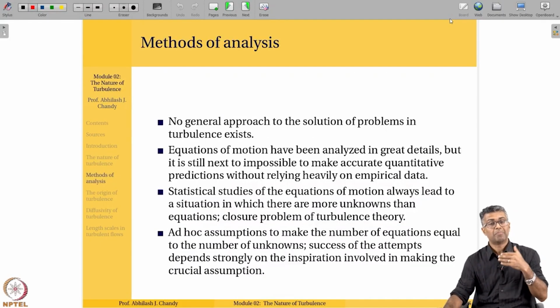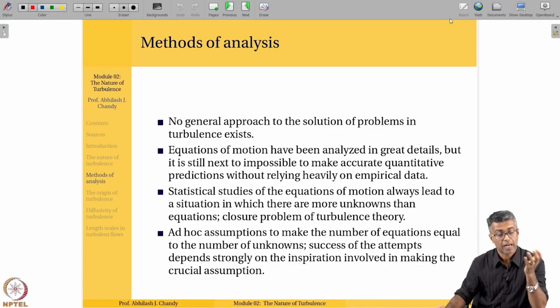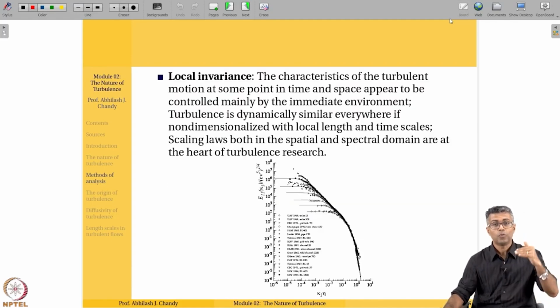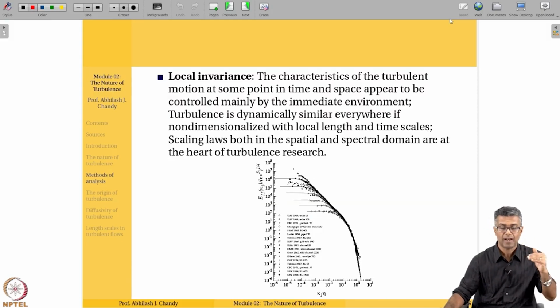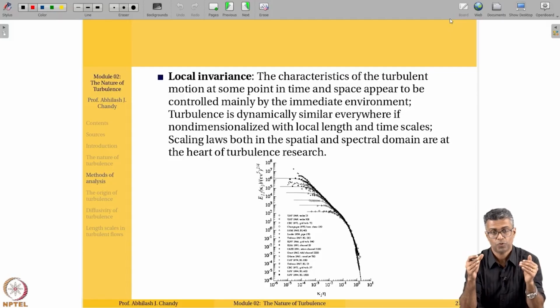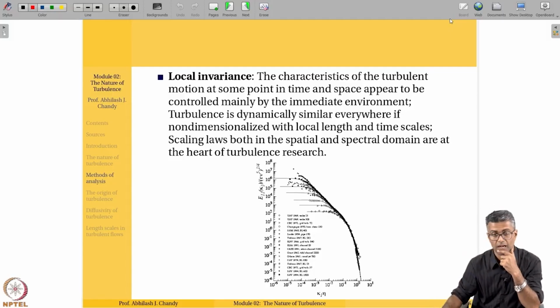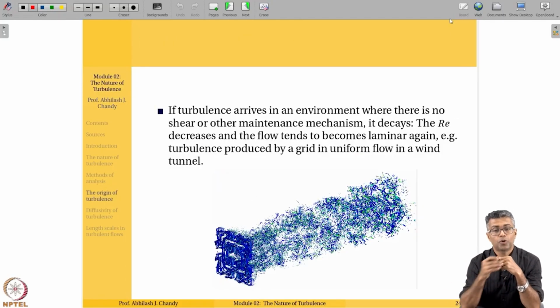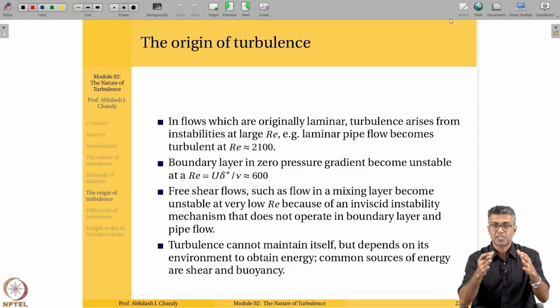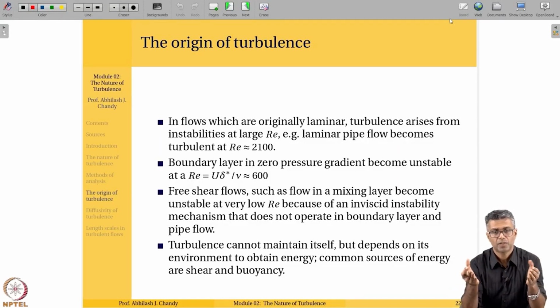Further, we went on to look at methods of analysis. Dimension analysis was one. We looked at asymptotic invariance and later local invariance, where we could use the right quantities to scale things like energy spectra to find similarities between different kinds of flows. And this plot, we discussed this in detail as well. So today, what we are going to do is we are going to start by looking at the origin of turbulence. So how does turbulence start? Essentially, that's what we are trying to answer by looking at the origin of turbulence.